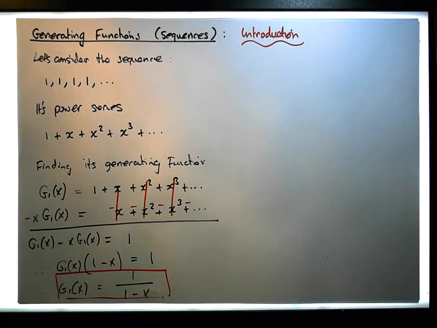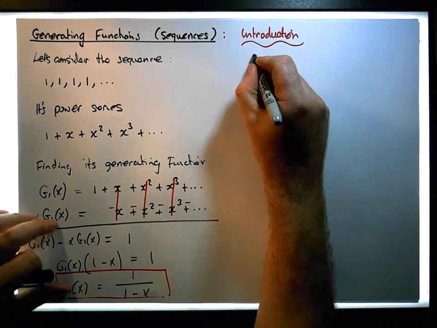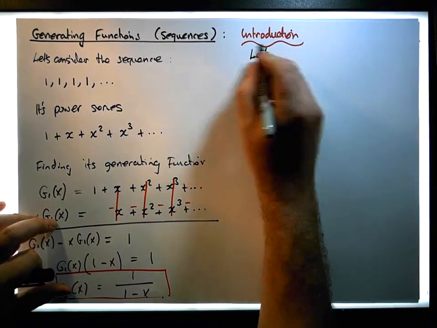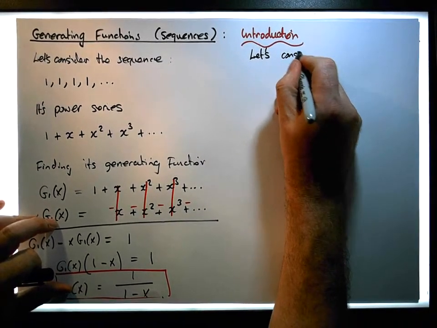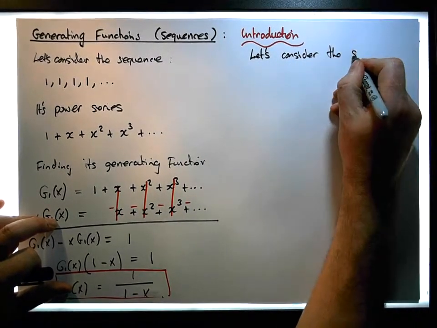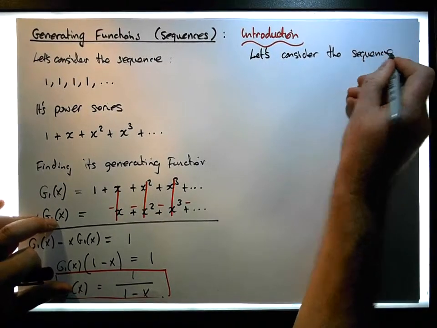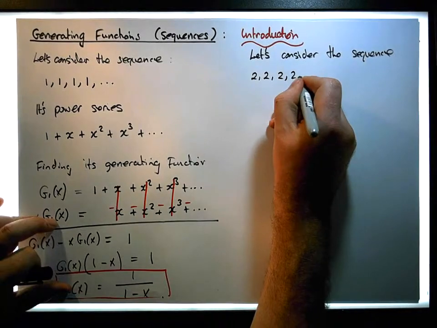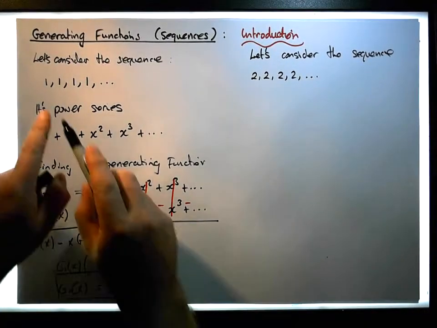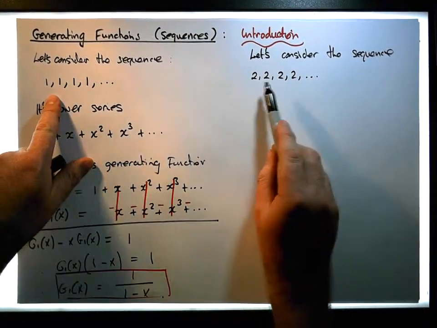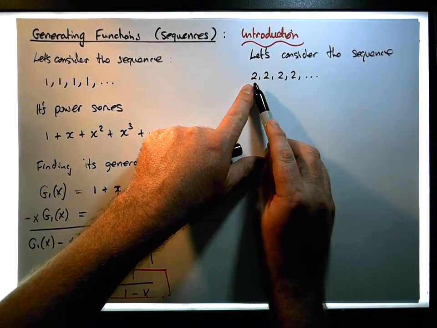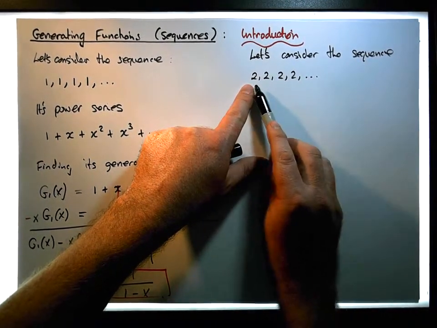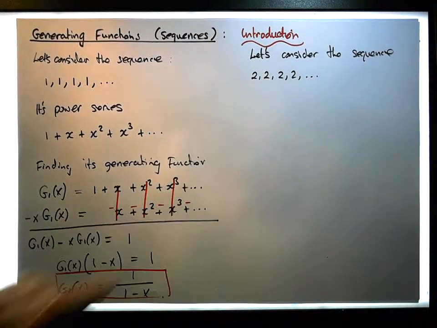Let's do another simple example. Okay, let's consider, and I just want to show you some neat tricks, this is just an introduction. This time, let's consider the sequence 2, 2, 2, 2, all the way on to infinity. So it's very similar to the previous one, but this time each term is a 2. So it's a constant. All terms are constant all the way through.